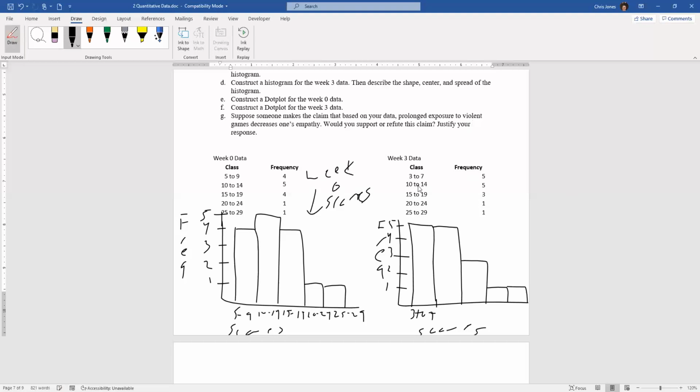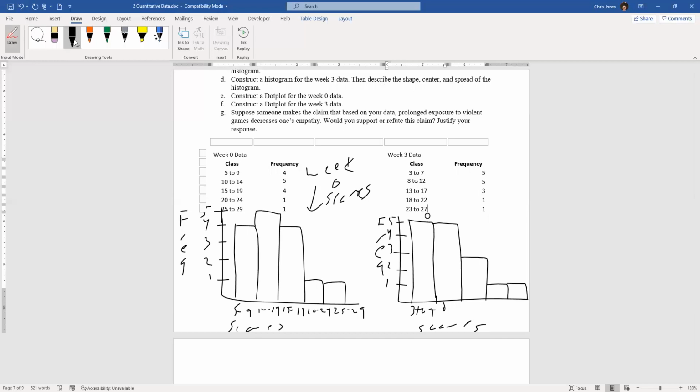Oh, this should not be 10 to 14. Excuse me. These are the right frequencies, but this should be 8 to 12, and then 13 to 17, and then 18 to 22, and then 23 to 27. All right, there we go. Sorry about that. Again, these are the correct frequencies. You can check the previous video. And this is our week 3.